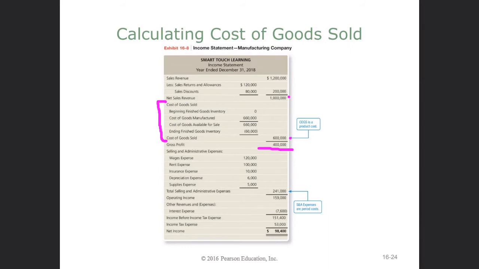And then we have our selling and administrative expenses. So we're going to subtract out all of our selling and administrative expenses. So here we are listing what those expenses are. We have wages expense, rent expense, insurance expense, all of these expenses. We're going to total those out, which gives us $241,000. That's the total selling and administrative expenses that we had. And then we're going to subtract that total expense from our gross profit, which tells us that our operating income is $159,000.